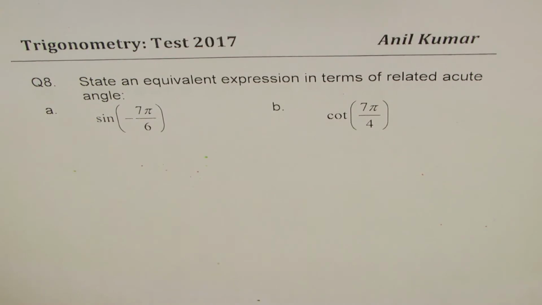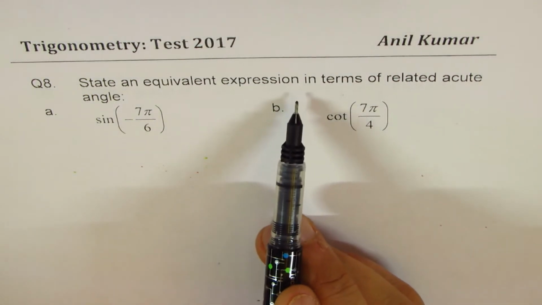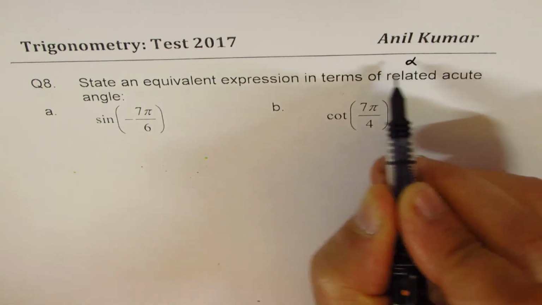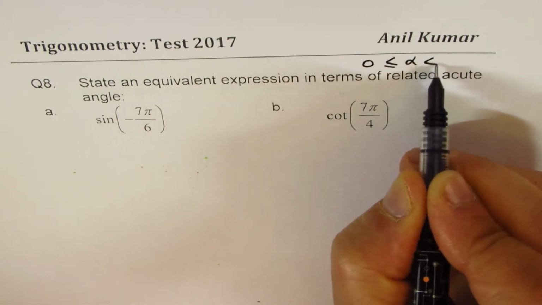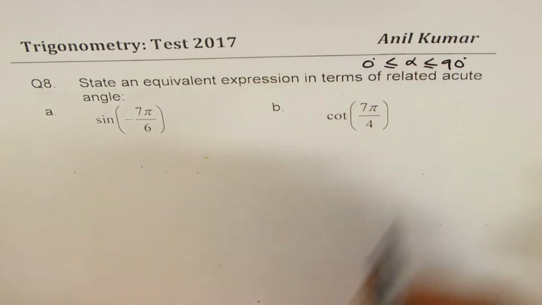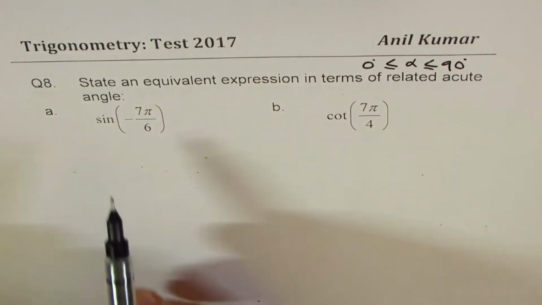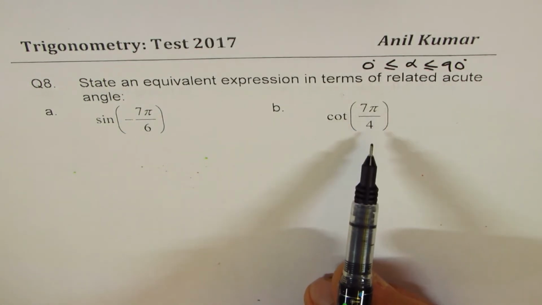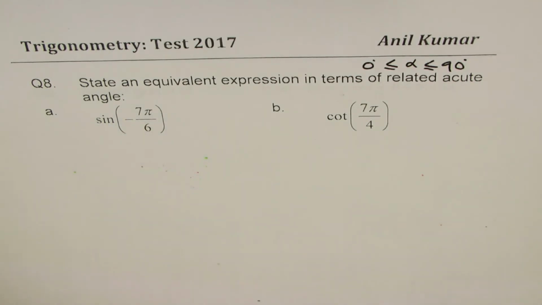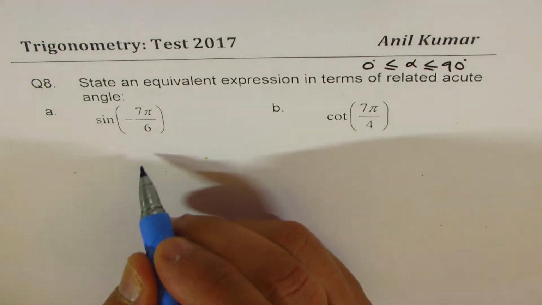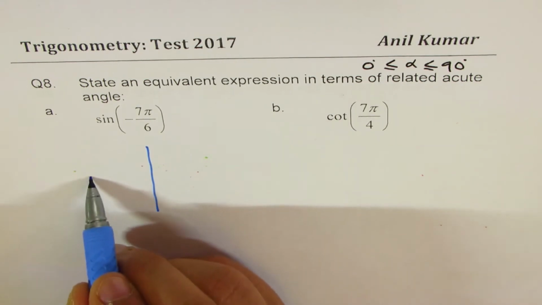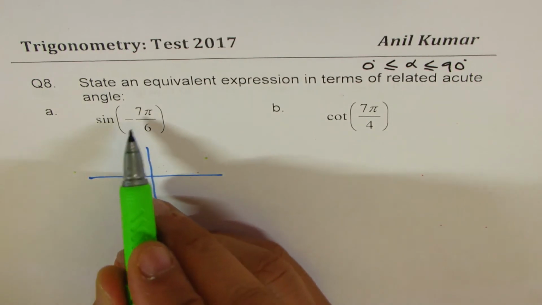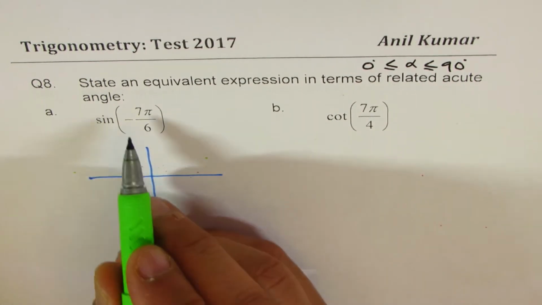Question number 8. State an equivalent expression in terms of a related acute angle, right? So a related acute angle alpha is always between 0 and 90 degrees. Is it okay? That is a related acute angle. We are given sine of minus 7 pi by 6 and cotangent 7 pi by 4. So let us see how to do the first one. We'll do it in 2 steps again, as we did in the previous question. First is to locate the quadrant in which it falls.